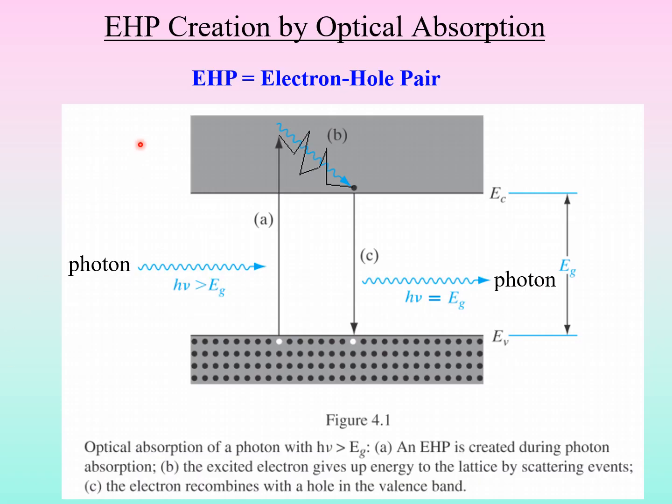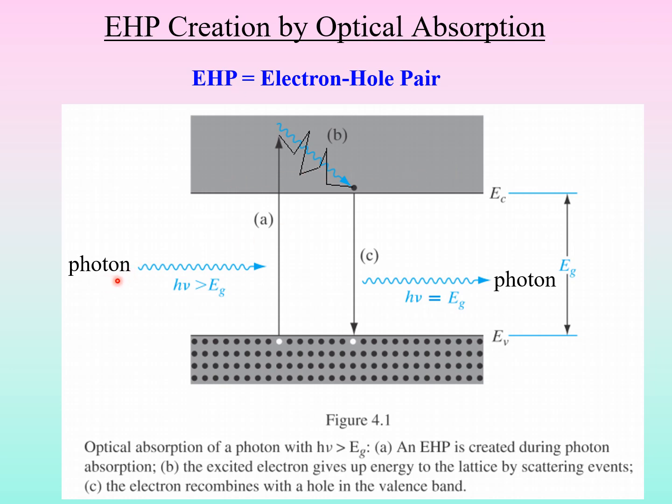So here's another example. This is just before we get into more of the details. Electron hole pair creation by optical absorption. So here we have a semiconductor. This is the valence band down here. It's almost full of valence electrons. And then we have a conduction band up here, which is almost empty.